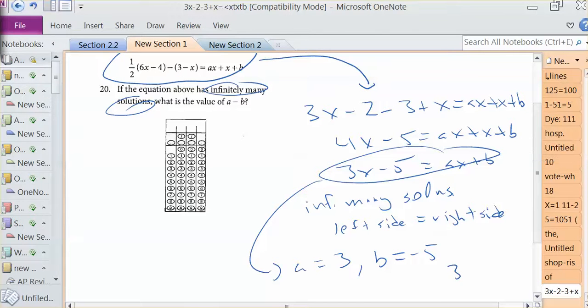So, of course, 3 minus negative 5 is 8. And that would be the answer for this problem. You can put it anywhere you like, and you bubble 8 right below. So that covers the video on linear equations.